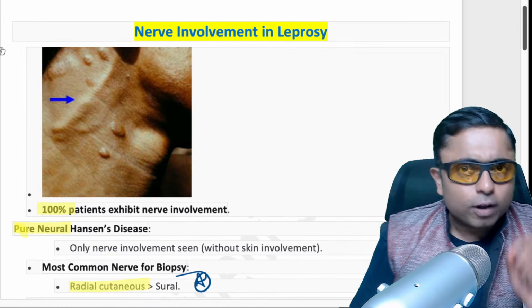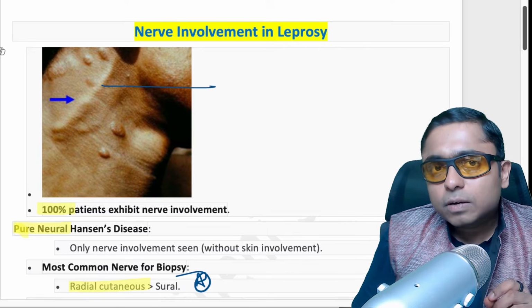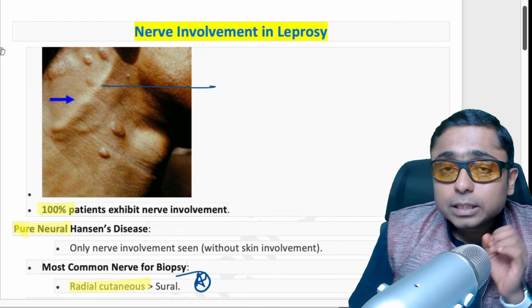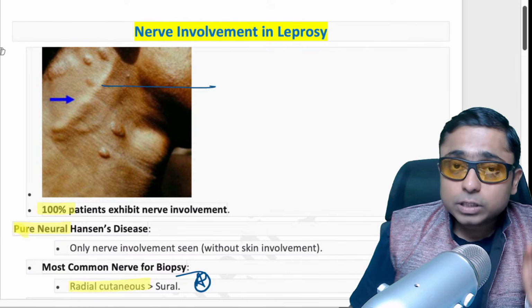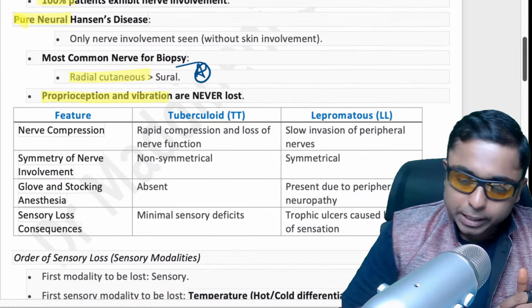My question for all of you, can you identify this nerve which is going to be enlarged in the patients of leprosy? This was a previous NEET question. If you know the answer, please put your answer in the comments below.